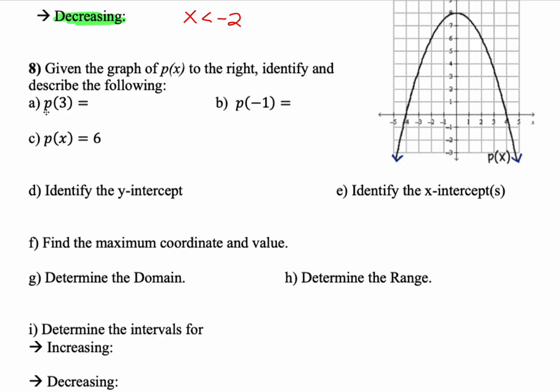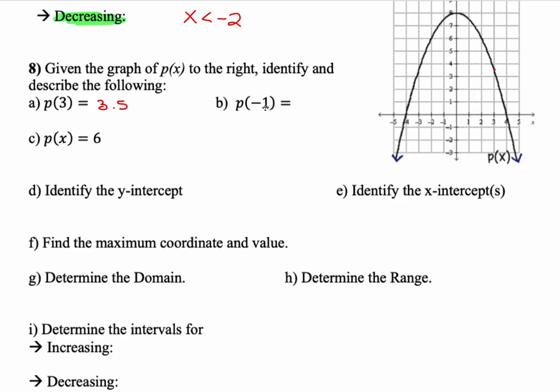We want to find p of 3. So again, the x value is 3. So at the x value of 3, we're going to go find where it hits the function. X value of 3 is about the y value of 3.5. So the x value would be 3. The y value would be approximately 3.5.